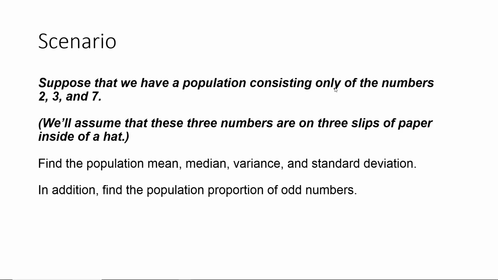So to start answering that key question we saw in the prior slide, let's look at the following scenario. Suppose that we have a population that consists only of the numbers 2, 3, and 7, and we're going to assume there's an equal number of each of those 3 numbers. It could be as simple as having just the 3 numbers on 3 slips of paper inside of a hat. We want to find the mean, the median, variance, and standard deviation for that population of numbers, and in addition, I want to find the population proportion of odd numbers.